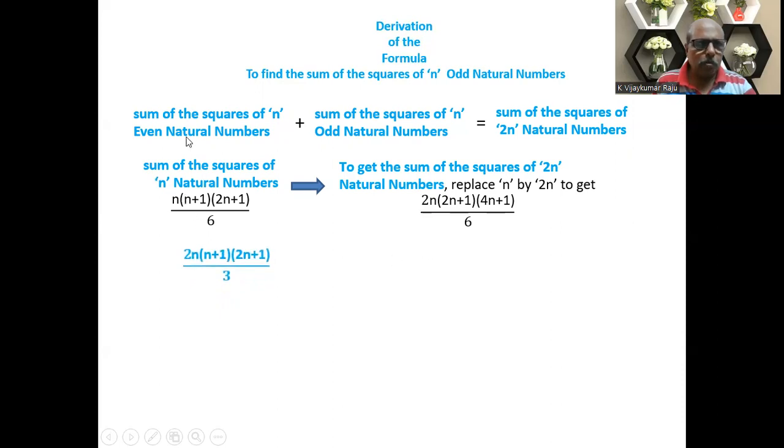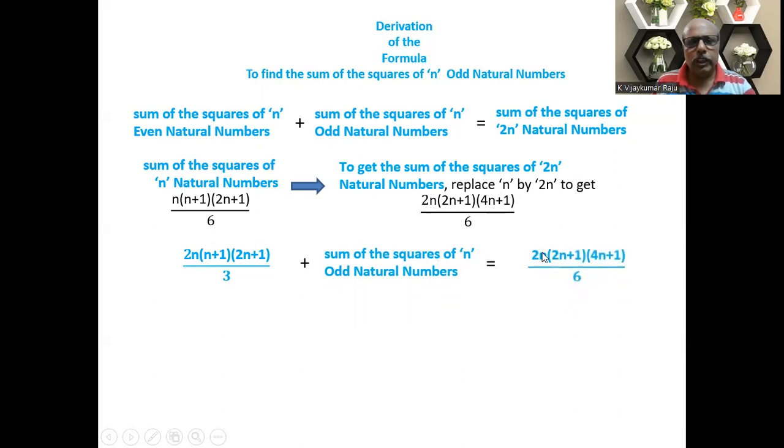So this is the sum of the squares of n natural numbers, which we have just done in the previous slide. It is 2n, n plus 1, 2n plus 1 upon 3. Now let's add the sum of the squares of n odd natural numbers, which we do not know and we have to calculate. So let it be as it is. This is equal to this formula, that is 2n, 2n plus 1, 4n plus 1 upon 6.